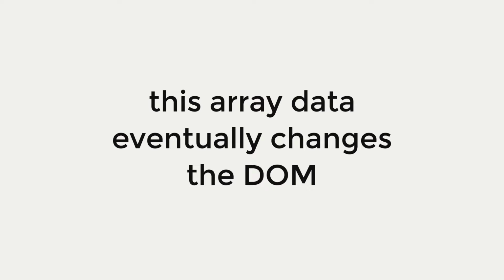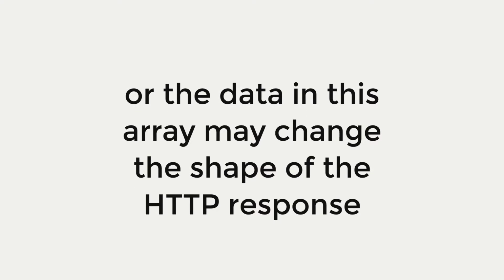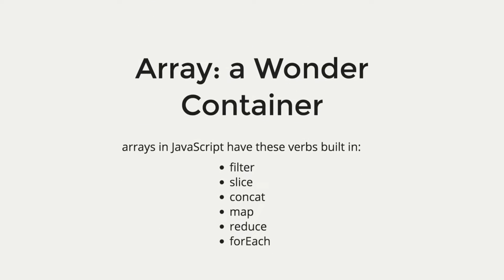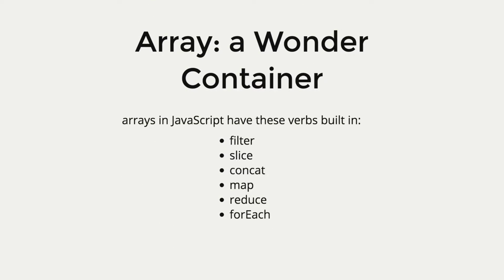And this array of data eventually changes the DOM, or maybe it shapes the HTTP response. But essentially, we are going from an array of things to something else. So it fits that whole paradigm of start at data, end at data, transform this to that, right? And it just so happens arrays in JavaScript have all these verbs built in: filter, slice, concat, map, reduce, forEach. Here are some building blocks for all those things in the middle.